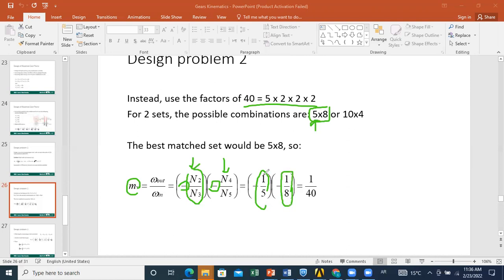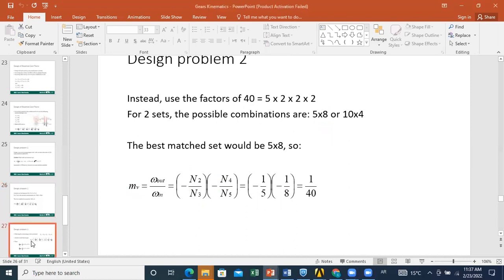And now from this result, you have that n2 over n3 is 1/5, and n4 over n5 is 1/8. Now you move to the second step. The second step is to use the constraint of reverted gear.